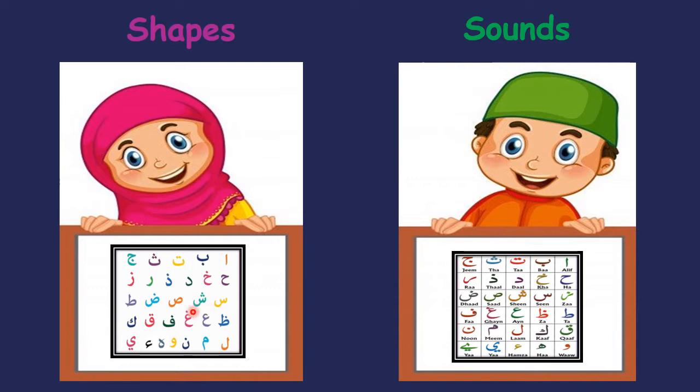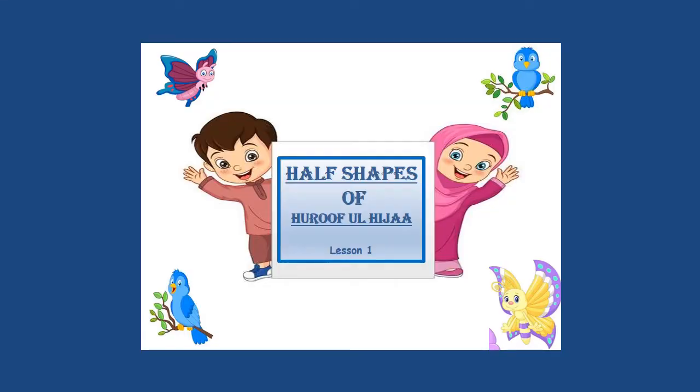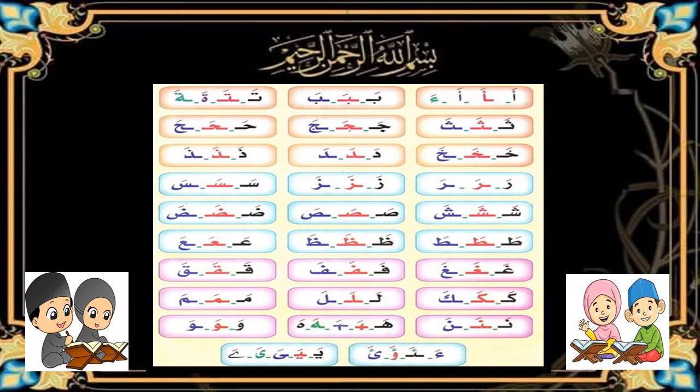Sheen has this shape and its sound is Sheen. I told you in lesson 1 that Huroof al Hijaa have half shapes. These are the half shapes of Huroof al Hijaa, all the half shapes of Arabic alphabets.